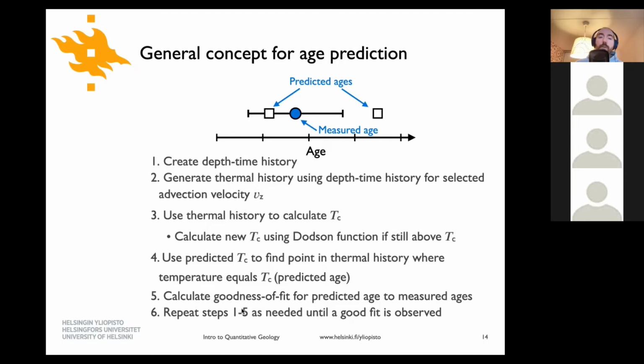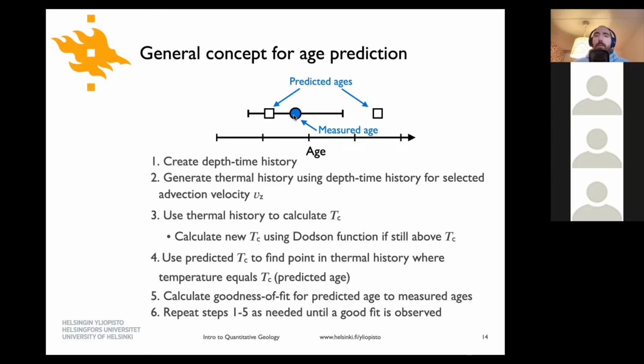And then we're going to repeat these steps 1 through 5 until we reach a good fit. So we can, for instance, change the advection velocity and make it faster or slower and see, does that make the fit to the measured age better or worse? And the point is that you kind of iterate on this process until you reach the point that you feel like you have a good fit to your age data. So that's the kind of big picture for what's going to be going on in exercises 6 and 7.